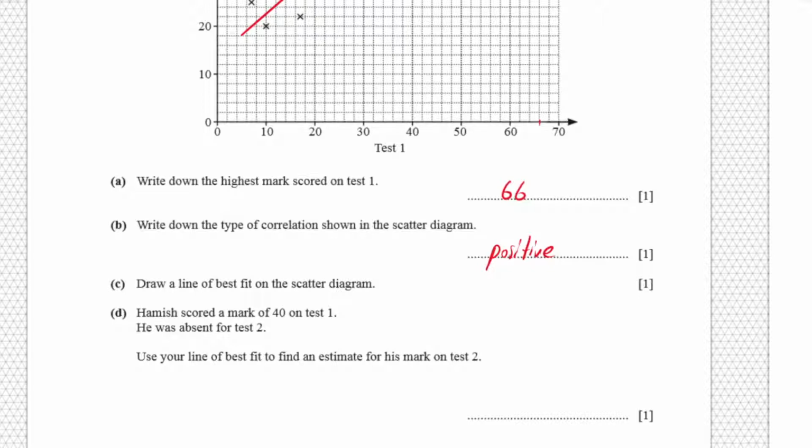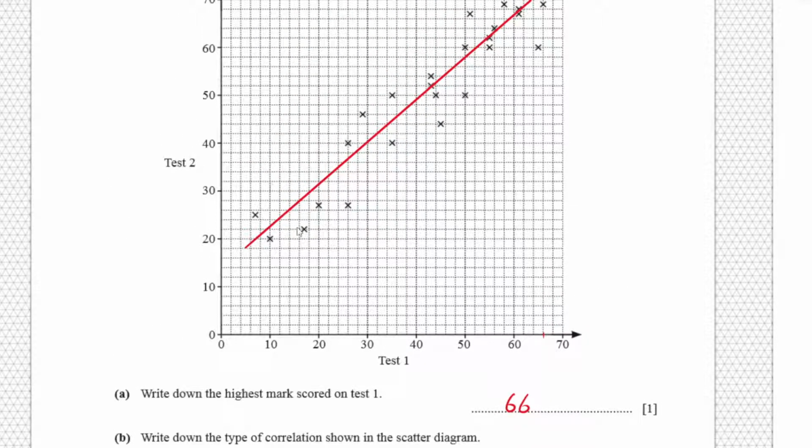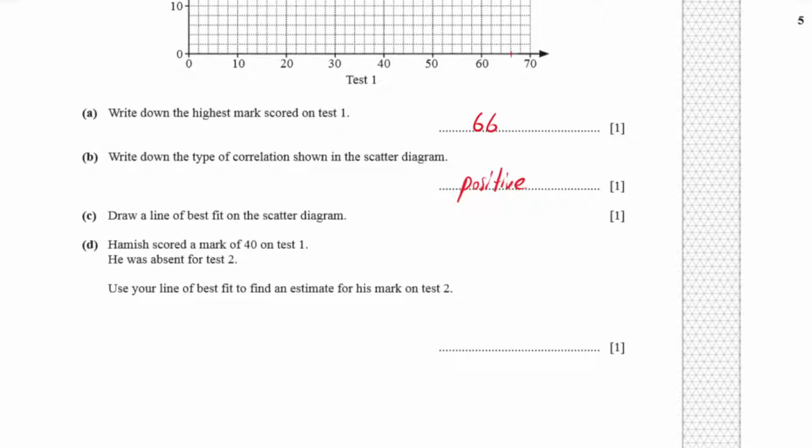Next, use your line of best fit to find an estimate for his mark on, oh wait, I didn't read the first part. Hamish scored a mark of 40 on test 1. If you realize this shows correlation, so we can guess what Hamish would get. We have a trend here. So if somebody scores a certain mark in test 1, they would score a certain mark in test 2, right? And it is a very strong relationship.